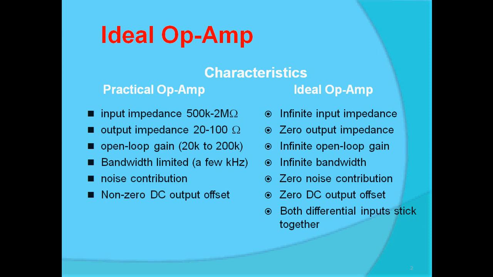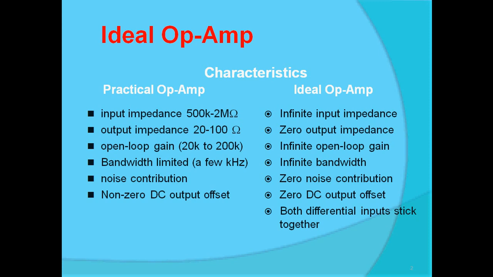is not infinite. It will have some values: input impedance will be in the range of 500 kilo ohm to 2 mega ohm, and output impedance, ideally zero, but practically will be in the range of 20 ohm to 100 ohm. Ideal op amp will have infinite open loop gain, and practically it will have some value of 20 kilo to 200 kilo. Bandwidth is infinite, but in practical case it is limited to a few kilohertz.